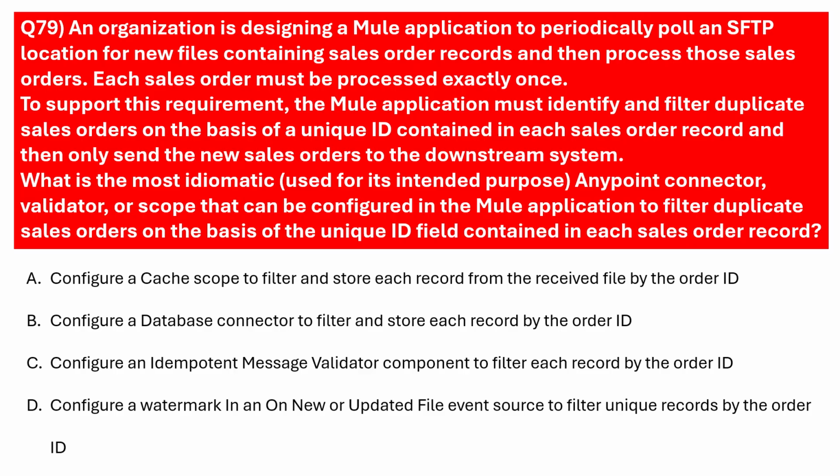A. Configure a cache scope to filter and store each record from the received file by the order ID. B. Configure a database connector to filter and store each record by the order ID. C. Configure an Idempotent message validator component to filter each record by the order ID. D. Configure a watermarking on new or updated file event source to filter unique records by the order ID.